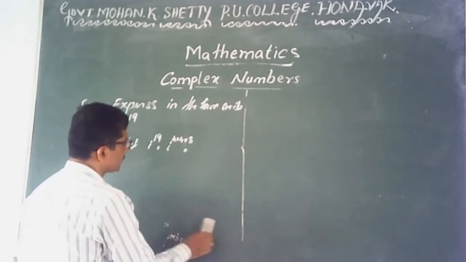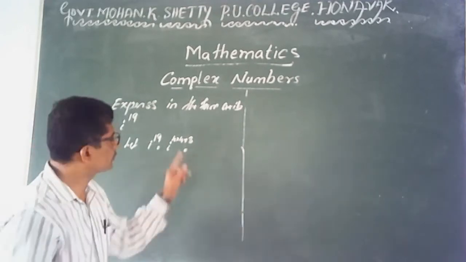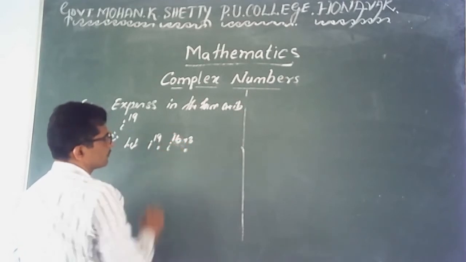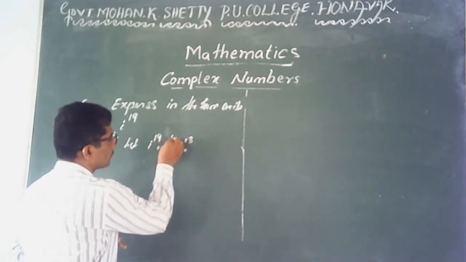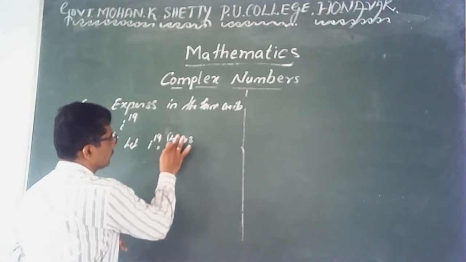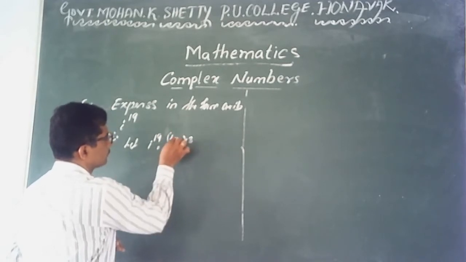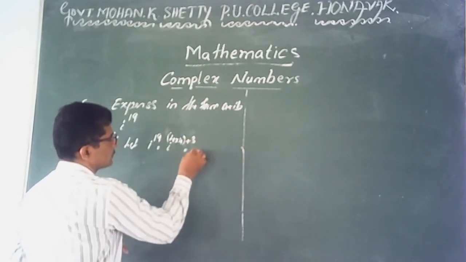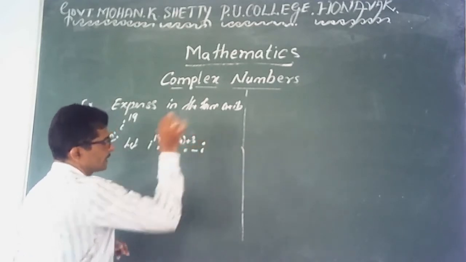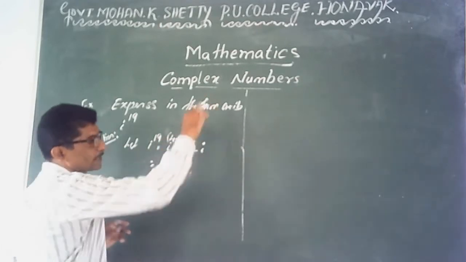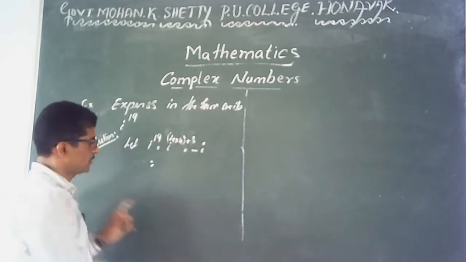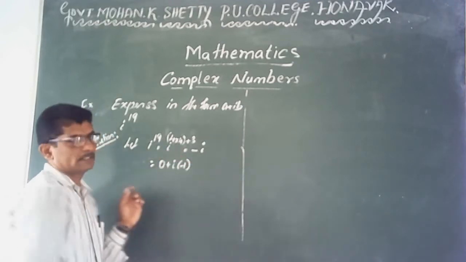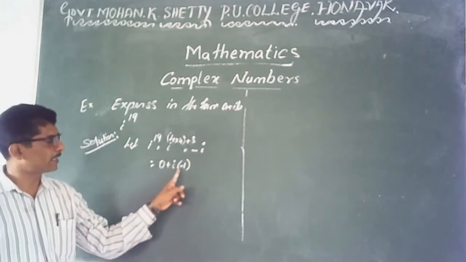Therefore, i to the power 19 means 16 plus 3. 16 is a multiple of 4. You write directly 16 plus 3, or you write 4 into 4 plus 3. Its value is i cubed. I cubed means minus i. Minus i can be expressed in the form a plus ib as 0 plus i into minus 1. Here the real part is 0 and the imaginary part is minus 1.